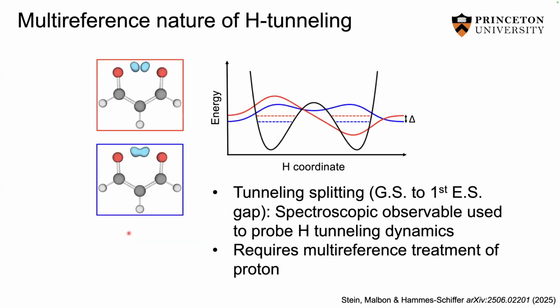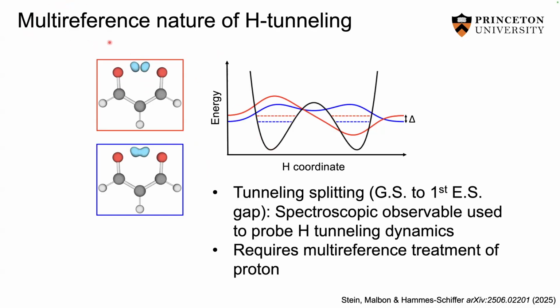So in the last few minutes, I'm just going to talk about an application of NEO, which I definitely could not do with NEO CC2 or any single reference NEO theory, and that is hydrogen tunneling. So hydrogen tunneling is an important phenomenon, and in order to understand the proton transfer rate in many of these proton transfer reactions, you need to know the tunneling rate. And this is within the NEO framework.